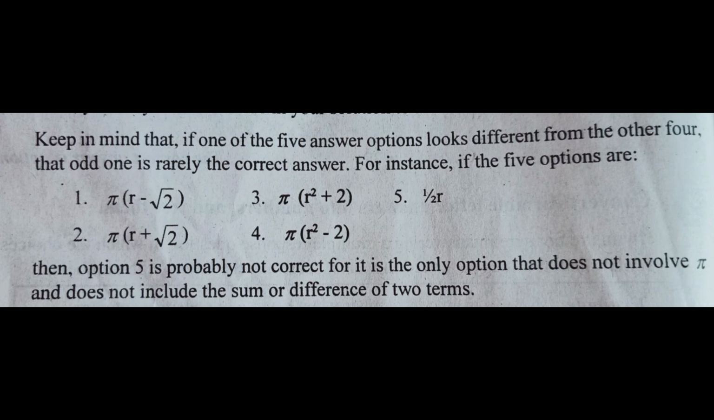For instance, if the 5 options are as in the picture, then option 5 is probably not correct, for it is the only option that does not involve pi and does not include the sum or difference of two terms.